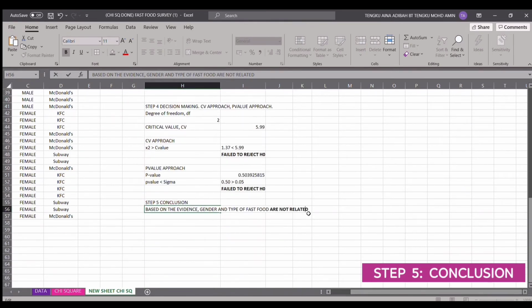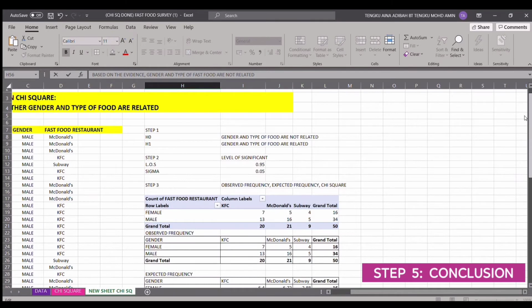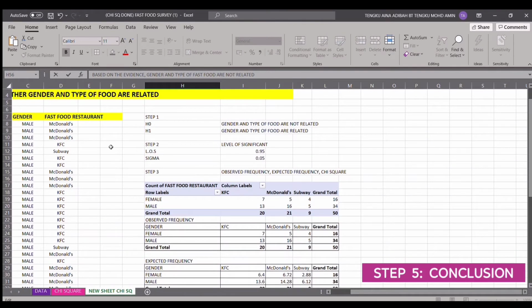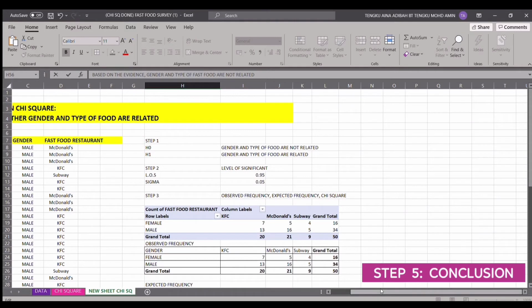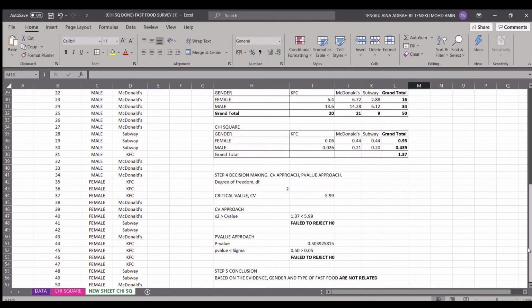So I think that's all on how to do the calculation based on the chi-square method. We have come to the conclusion, and we have found that hypothesis 0, H0, failed to reject, and the finding is gender and type of food are not related. So I think that's all from me, and again, thank you.